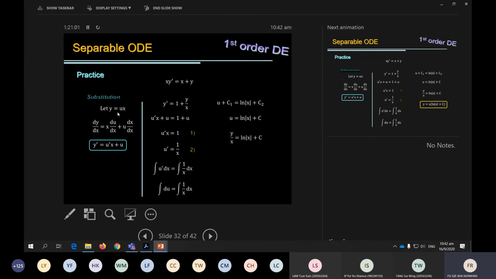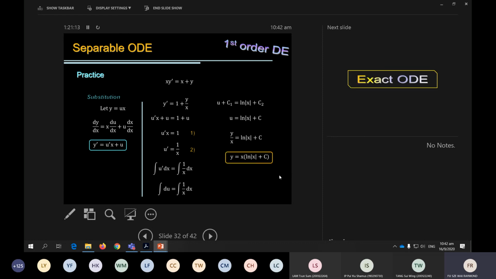After that, you just remember your substitution. Your substitution will be y over x. Then it is just simple. So the exact ODE comes out, okay? After you insert the y. So that is the end, you can just end up here today.